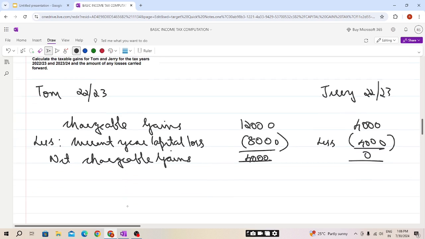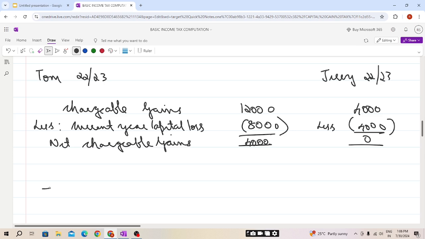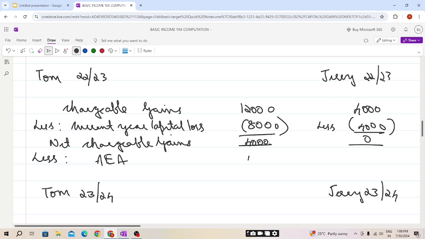So now students, coming to Tom for 2023-24 and Jerry 2023-24. Then the next was any trade loss set off relief. Nothing is mentioned. Then AEA. The AEA is 6,000, we can claim only 4,000. So the taxable gains will be 0 here, and here also it will be 0.